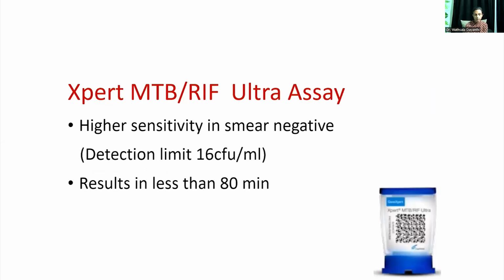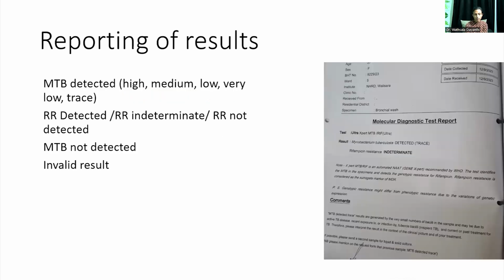Initially it was Xpert MTB/RIF, but now all the cartridges we are getting are Xpert MTB/RIF Ultra. This is a highly sensitive test, and you can see the detection limit is 16 colony forming units per ml, compared with sputum microscopy. If you can remember, 5,000 to 10,000 bacilli need to be there to be detected by sputum microscopy. Results are available in less than 80 minutes. So this is how you can see a report of GeneXpert.